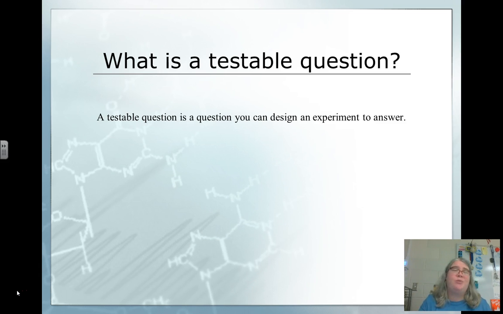You don't want to come up with a question that's like a research question where you would just go online and look it up, like what does a volcano look like on the inside, or how do planets orbit the sun. Those kinds of questions are not testable questions that you need for the science fair.